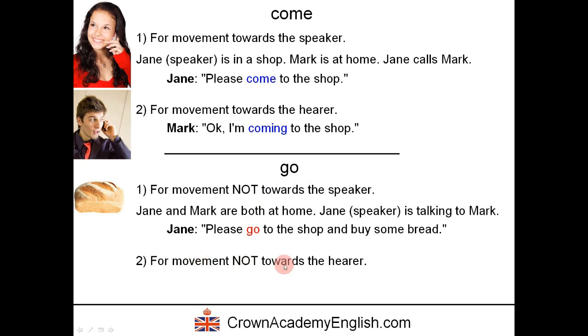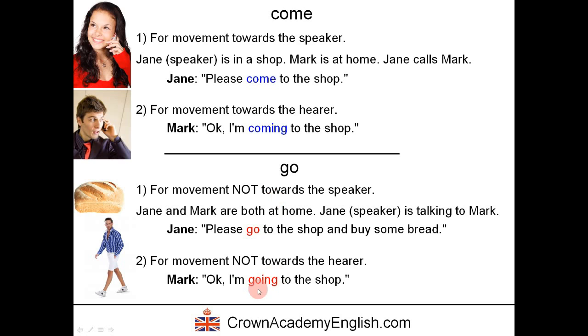And we also use go for movement not towards the hearer. Maybe away from the hearer or towards somewhere else, but not towards the hearer. So Mark replies to Jane and he says, okay, I'm going to the shop. And the movement, so Jane is the hearer here. Mark is talking, Jane is the hearer. But the movement is towards the shop, not towards Jane, because Jane is at home. Okay, so the destination is somewhere else, not the hearer.